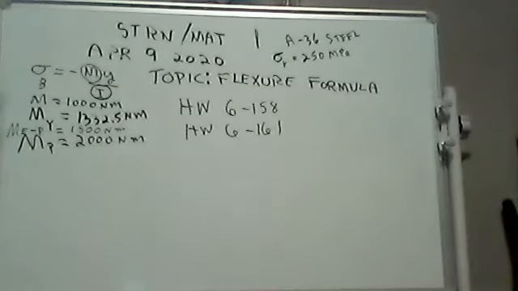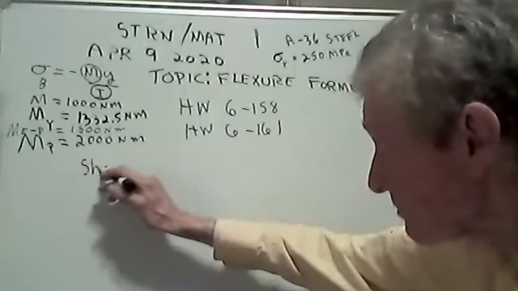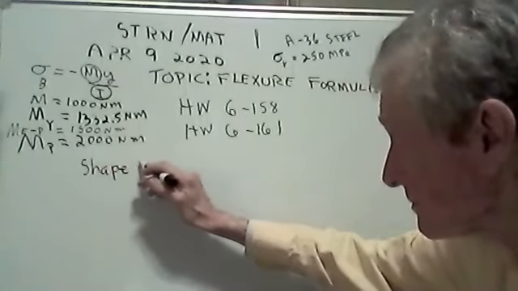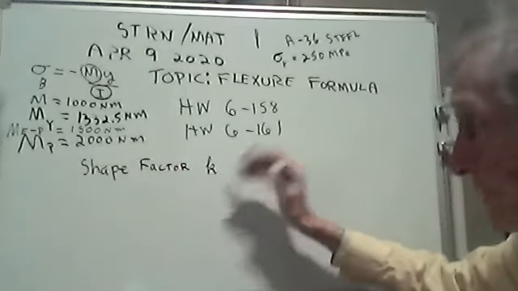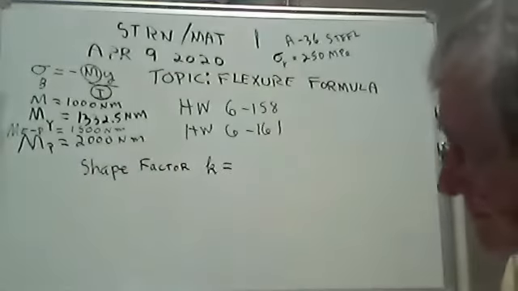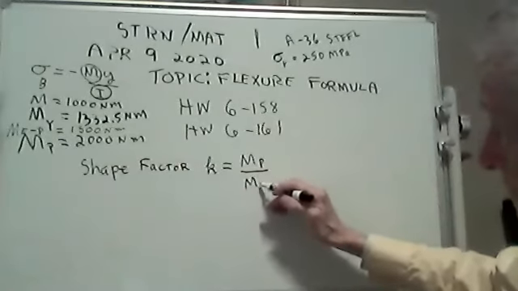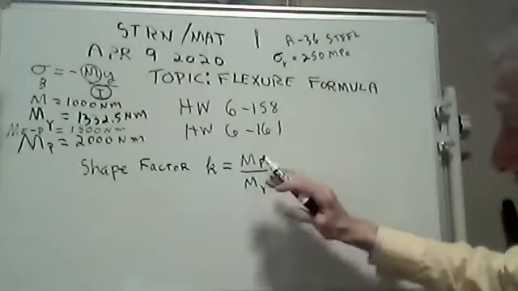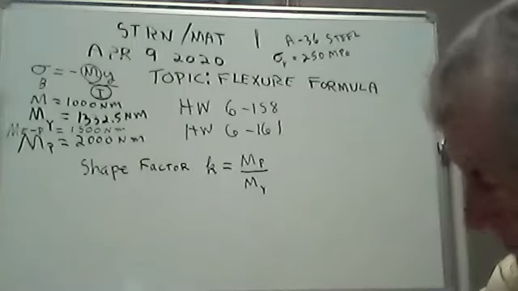Okay, now here's the last few important topics for today. And that is they have something called a shape factor. And they use a symbol K. I don't know why, but that's their business, I guess. And what it is, it's the ratio of the fully plastic moment to the maximum elastic moment.